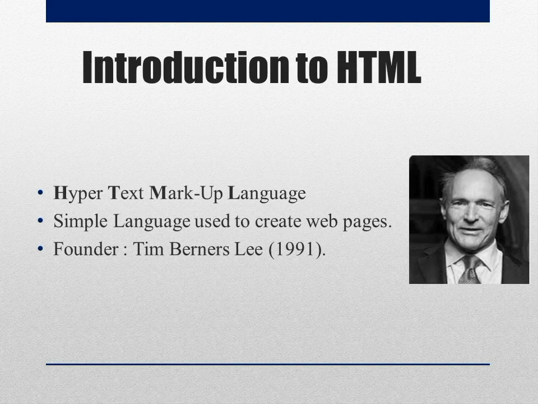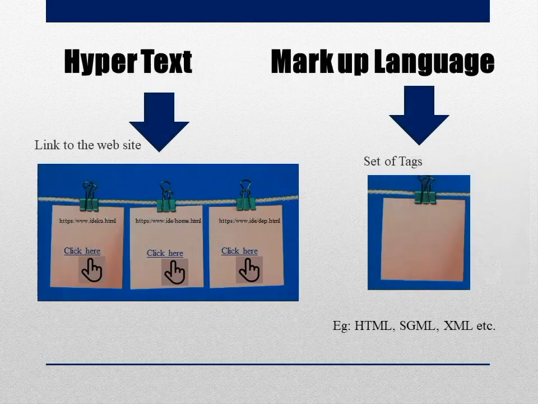Then what is meant by a programming language? A programming language comprises a set of instructions that perform specific tasks or produce various kinds of output. For example, C, C++, Java, etc. And the markup language contains a set of tags for creating a web page. HTML, SGML and XML are some examples of a markup language.